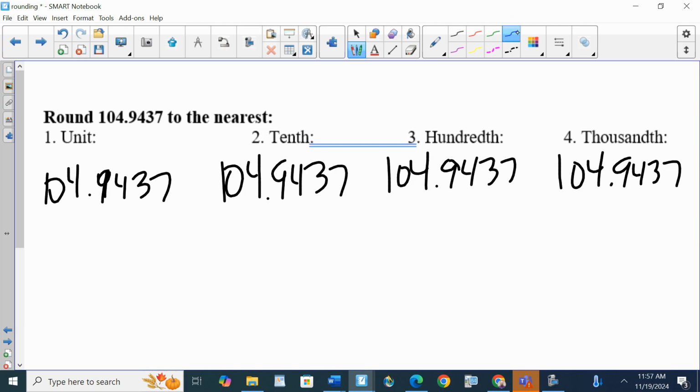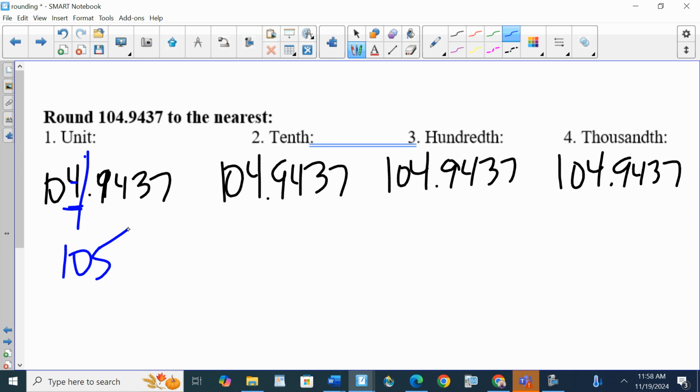So we need to identify which digit is in the unit spot. The unit spot is 0 decimal places. To the left of the decimal point, there it is, the 4. I'm going to draw a line. Right now I'm looking at 104. The only thing that can change is that 4. Is the next digit 5 or higher? Yes. So it rounds up to 105.